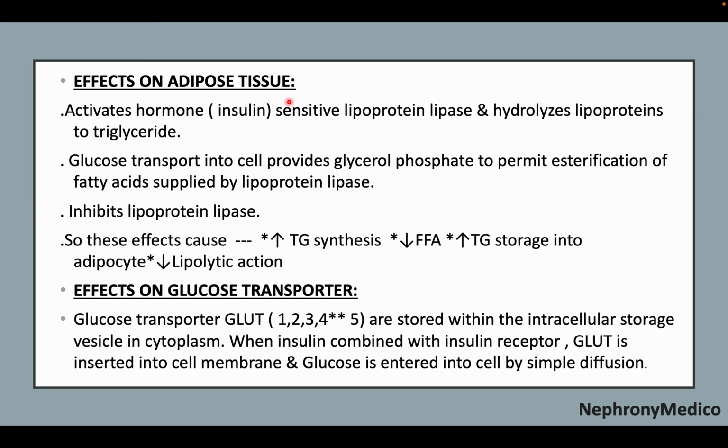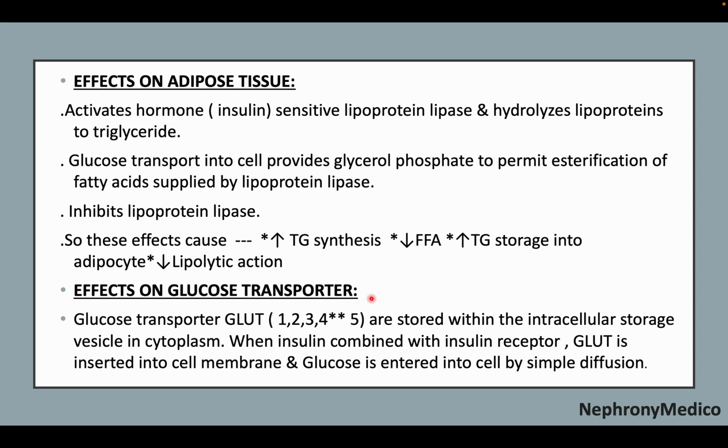Now, effects on adipose tissue. It activates hormone-sensitive lipase and hydrolyzes lipoproteins to triglyceride. It inhibits lipoprotein lipase and causes an increase in TG synthesis, reduced free fatty acid, increased triglyceride storage in the adipocyte, and reduced lipolytic action.